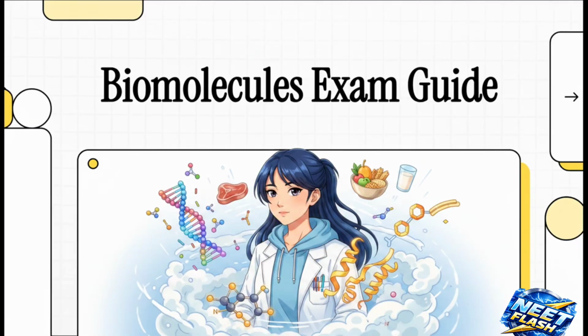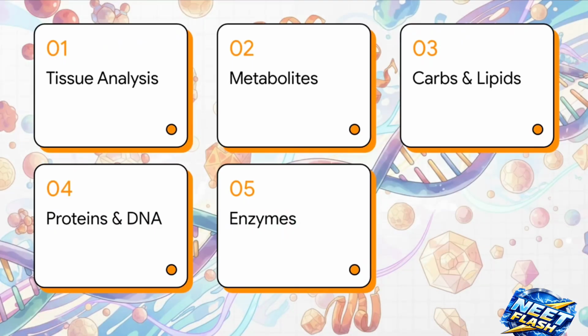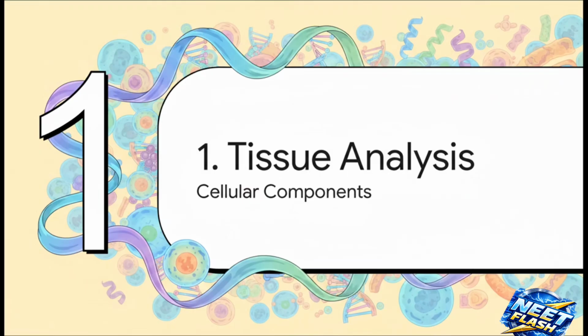We're going to tackle everything from the chemicals in the food you eat to the actual genetic code inside your cells, so you are 100% prepared to ace this exam. Let's dive in. We've got a solid roadmap today. We'll be hitting 5 key areas: the tissue analysis, primary and secondary metabolites, carbohydrates and lipids, proteins and nucleic acids, and finally, enzymes.